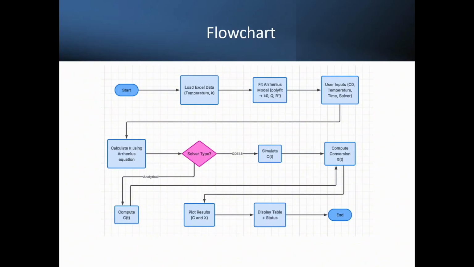Once concentration is computed, the program calculates conversion as the secondary output, and then the results are displayed through a dual axis plot showing both concentration and conversion, along with a summary table.